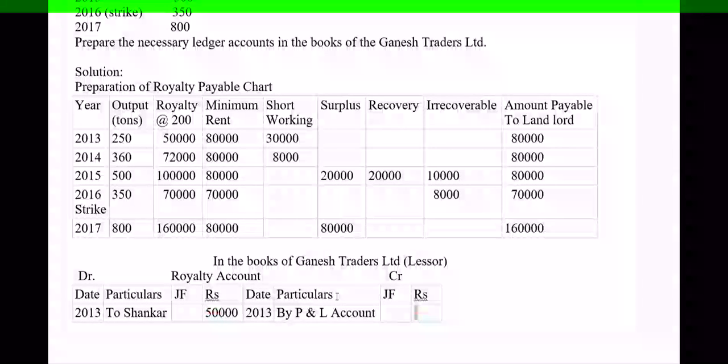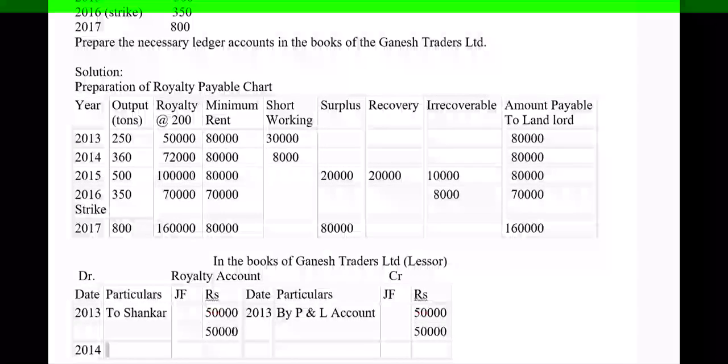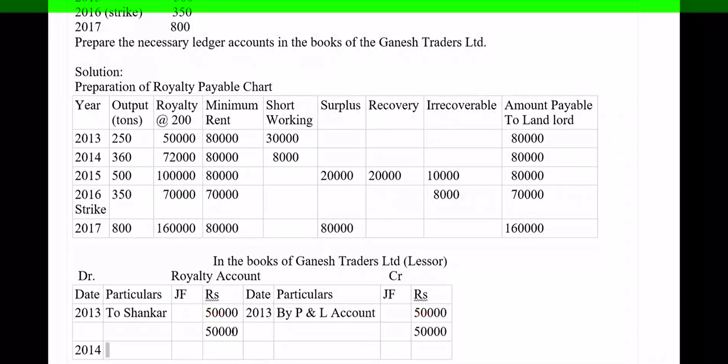So it is 50,000. So this is over here. So total 50,000. So here also 50,000. Then the next, 2014, when the royalty is payable, then the entry will be royalty account debit, short working account debit to Shankar's account. So to Shankar's account, so royalty payable will be 72,000.